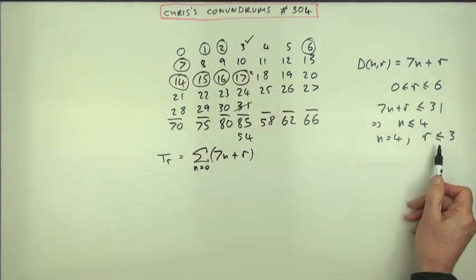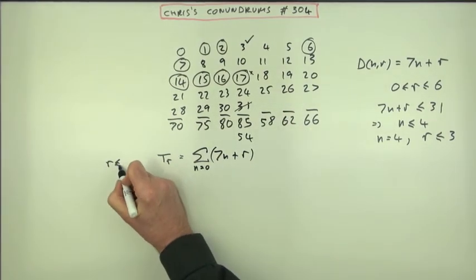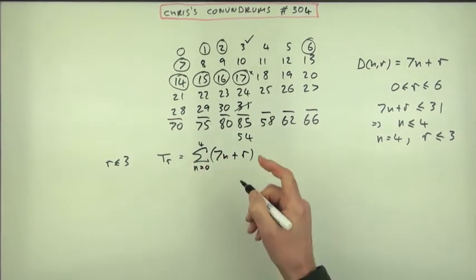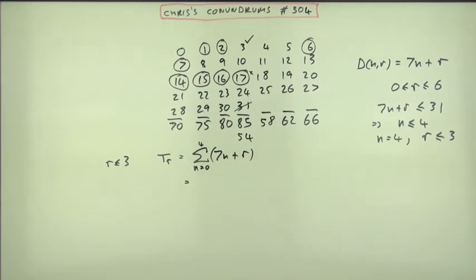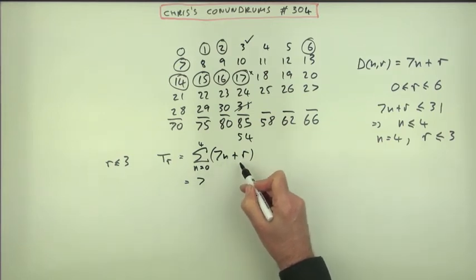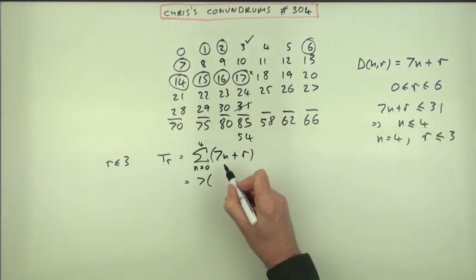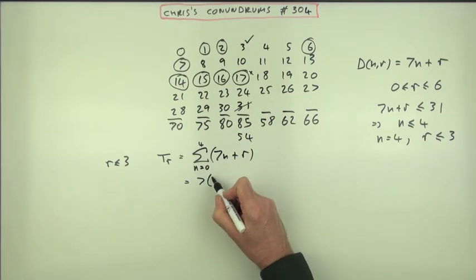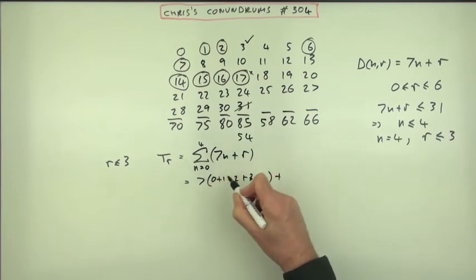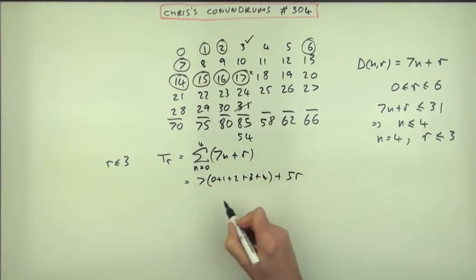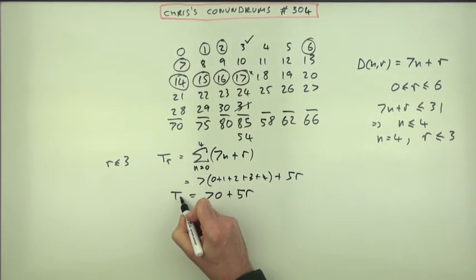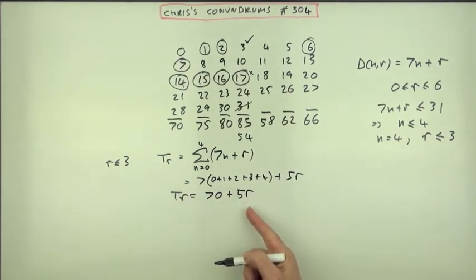Now, there's two cases for r. If r is less than or equal to 3, then n can go up to 4. And if that's the case, the total would be, there's going to be 5 terms then, 1 for n equals 0, n equals 1, 2, 3 and 4. So it'll be 7 nothing, 7 1, 7 2, so I'll put that down. So nothing plus 1 plus 2 plus 3 plus 4, and for each of them there was an r, so plus 5r. That's 10, that's 70 plus 5r. The total would be this.